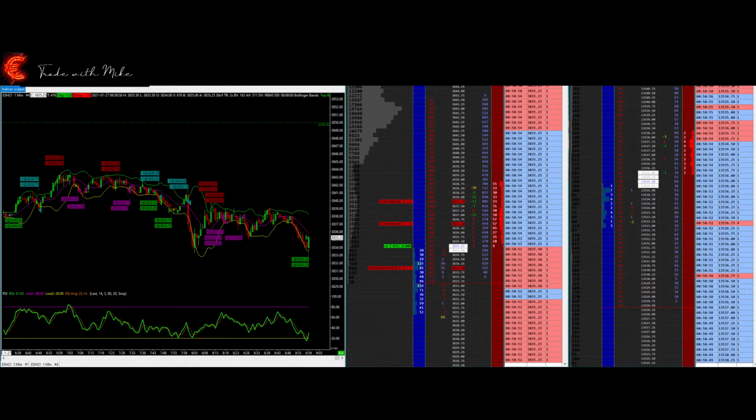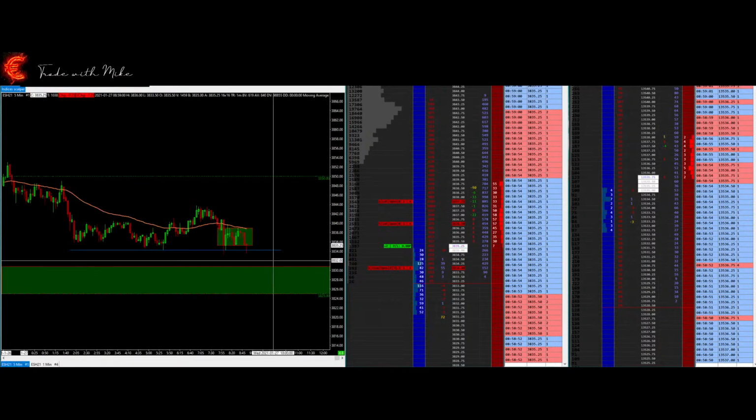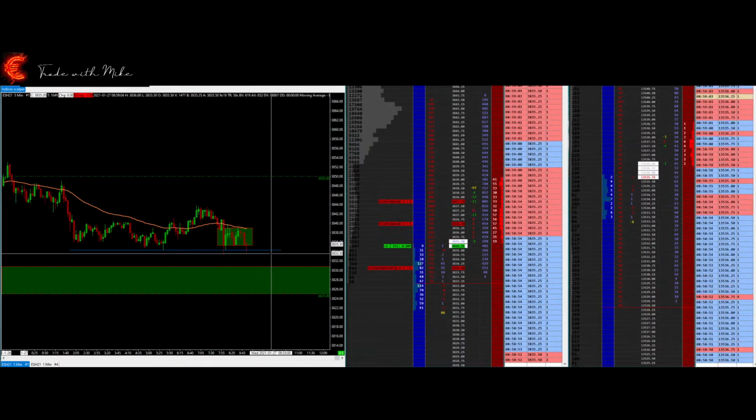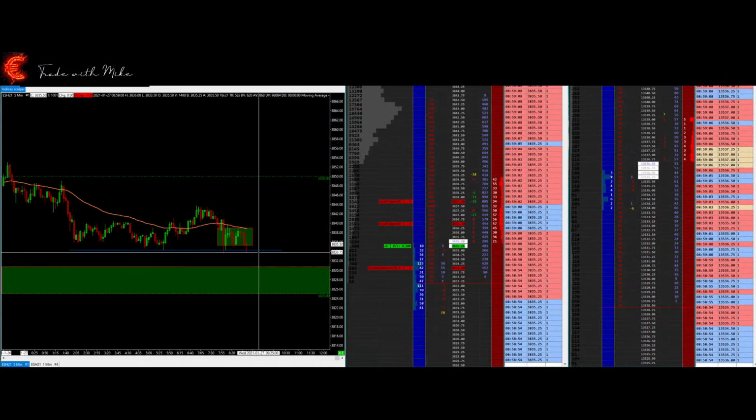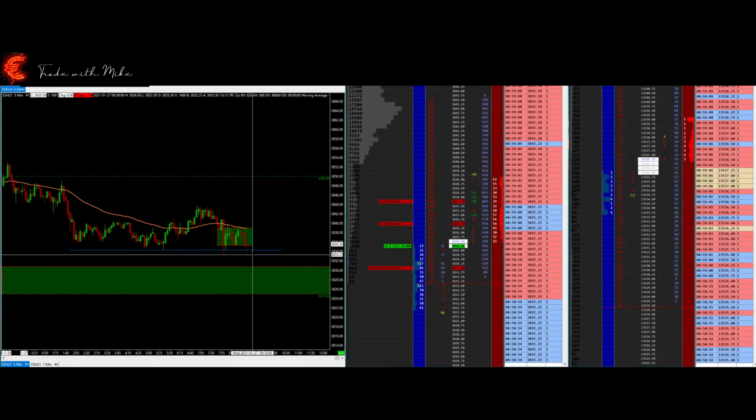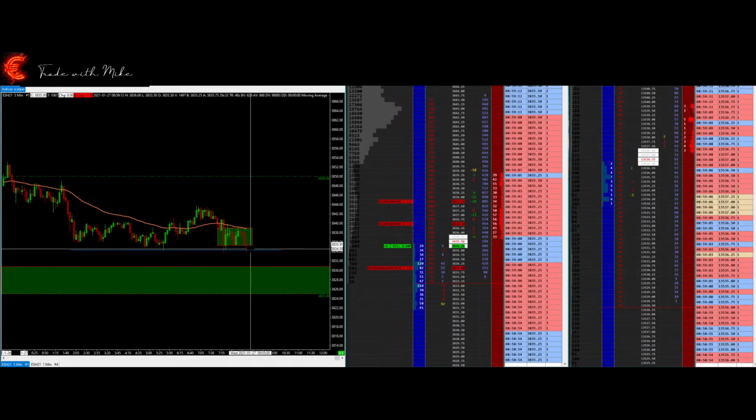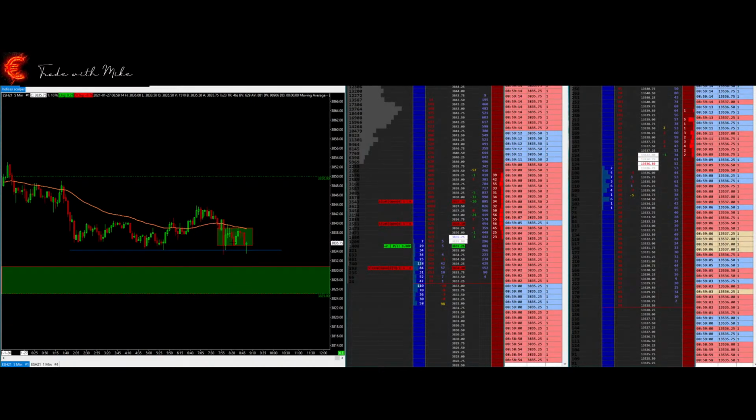So I got one here. We made the lower low again. Well, almost. Quarter of a point. But look at the candle here. It's more like I want to go up again.